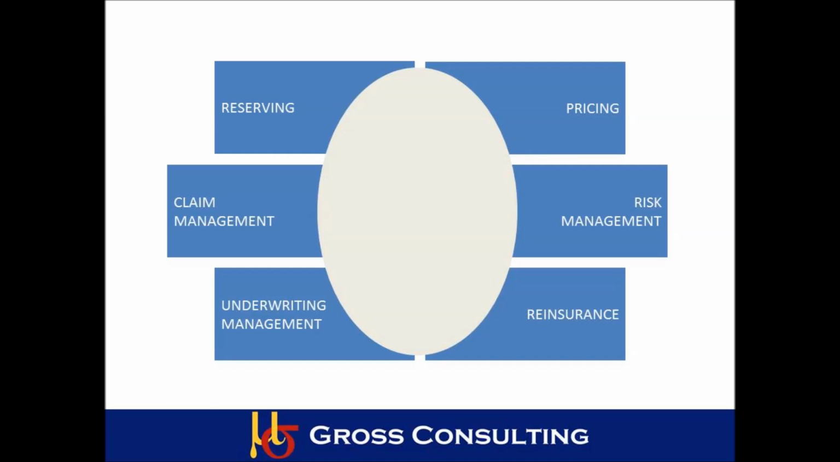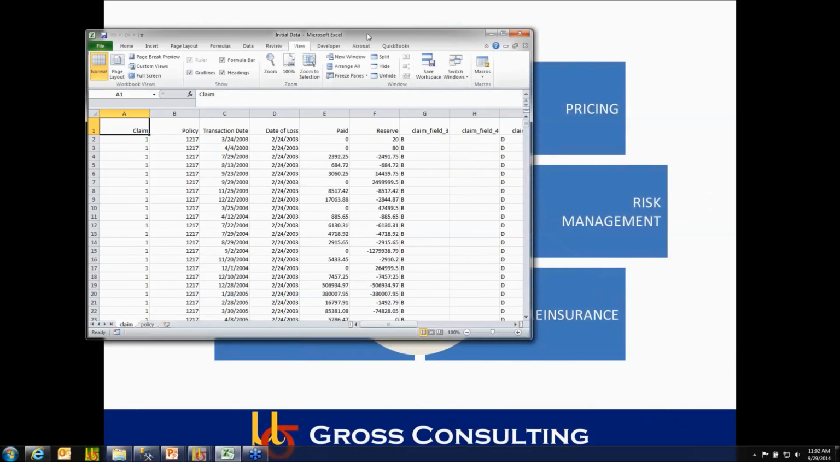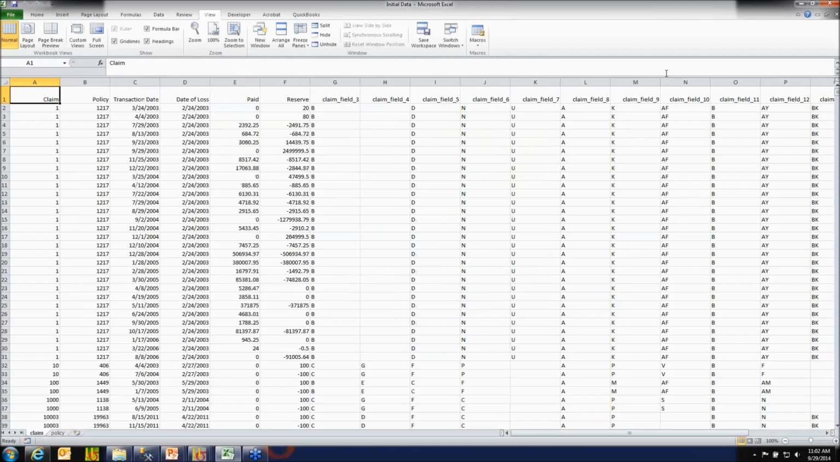To get started, I'm actually going to just show a spreadsheet here with some data. What we have is two tabs, a claim tab and a policy tab, with individual claim transaction information. Every time that there's a payment made or every time that there's a change in reserves, you'll see a record here in this data. And this is how you need to have the data organized.